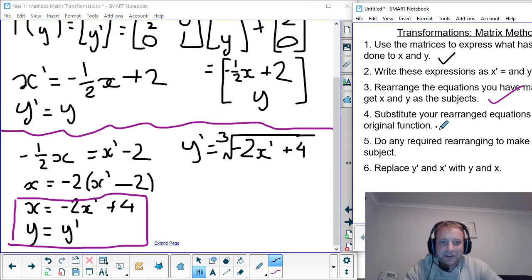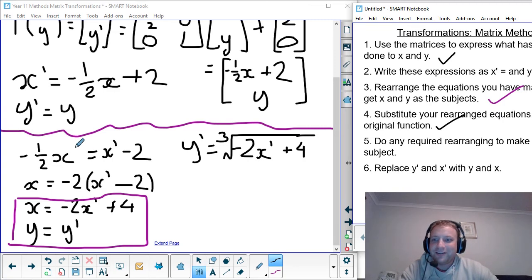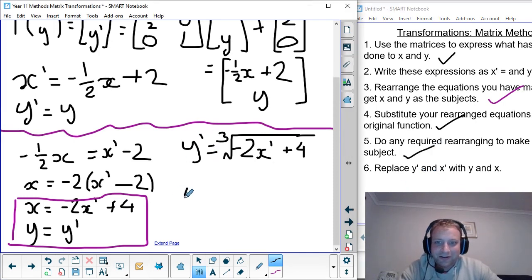All right, we've substituted them in. We have to make sure that y' is the subject, and thank heavens, since nothing much happened to y to make it into y', it is already the subject, so we are good, and we just need to rub out the dashes. We don't want y' and x' at the end, we just want y and x at the end, and we're done. So we've got the cube root of negative 2x plus 4.